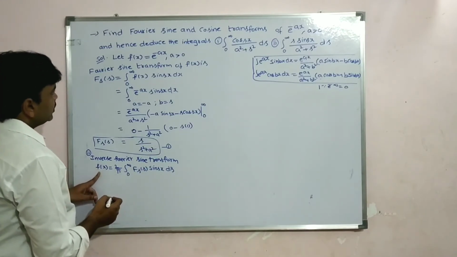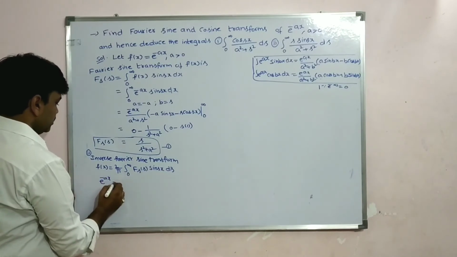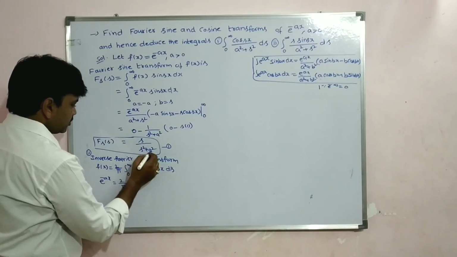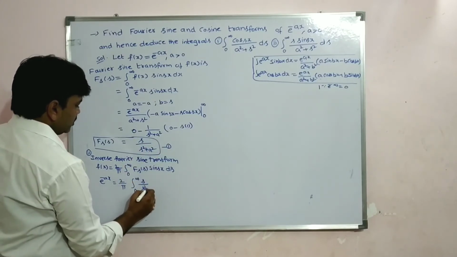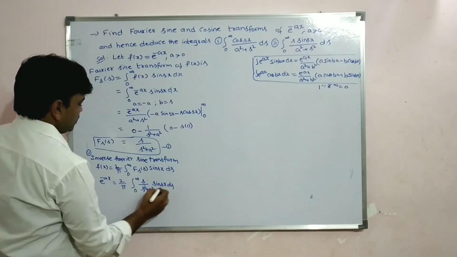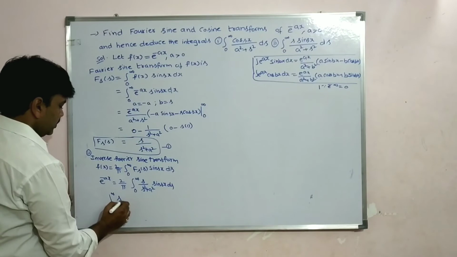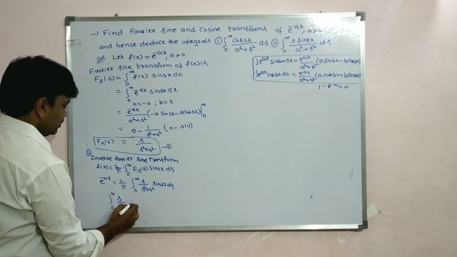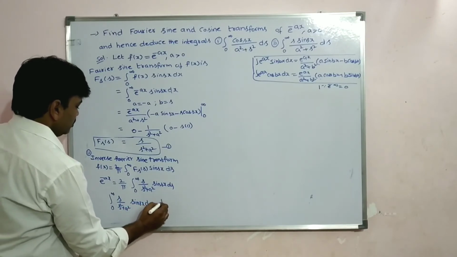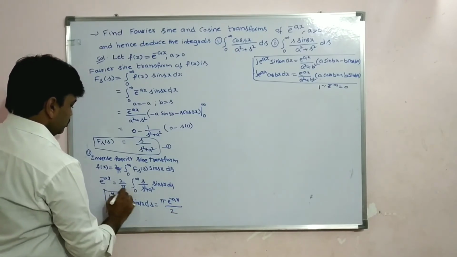Now f of x, what is f of x here? e power minus ax. So e power minus ax is equal to 2 by pi integral 0 to infinity, what is Fs of s? s by s square plus a square, into sin sx ds. Simply cross multiply, we get integral 0 to infinity s by s square plus a square sin sx ds is equal to pi e power minus ax by 2.